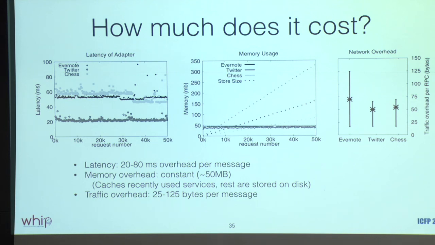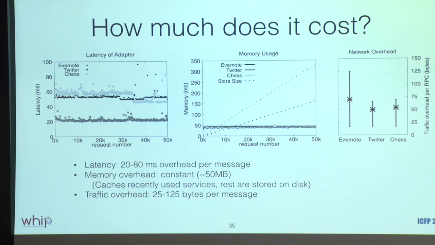So since WIP intercepts and checks each message a service sends or receives, it adds about a 20 to 80 millisecond overhead for each message. So for the case studies, this was actually within their sort of informal SLAs for their APIs. So we felt that was pretty acceptable for their case studies. For example, the Twitter REST API tends to have on average about a 500 millisecond delay.